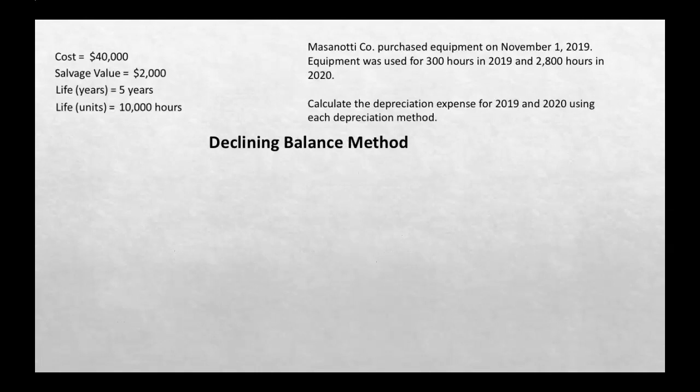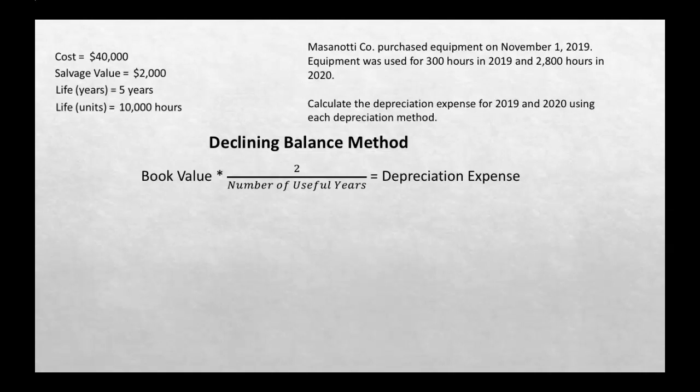Now our declining balance method. We want to take our book value and multiply it by 2 over the number of useful years. Well, remember, our book value is cost minus accumulated depreciation. So for our first year here, we haven't depreciated our equipment yet. So our cost minus accumulated depreciation is still just 40,000 multiplied by 2 over 5 to get an annual depreciation expense of 16,000. So 2019's depreciation, we need to take that 16,000, multiply it by 2 over 12 because we've only had it for 2 months. So we find out that our depreciation is $2,666.67.